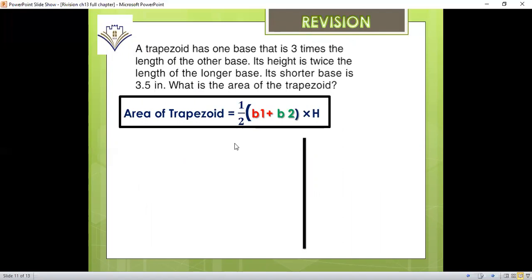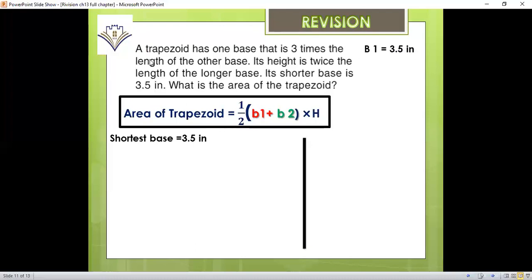We have a problem solving. A trapezoid has one base that's three times the length of the other base. Its height is twice the length of the longer base. Its shorter base is 3.5 inch. What's the area of that trapezoid? Listen, number one, the shortest base here is 3.5 inch. So base one should be 3.5 inch.